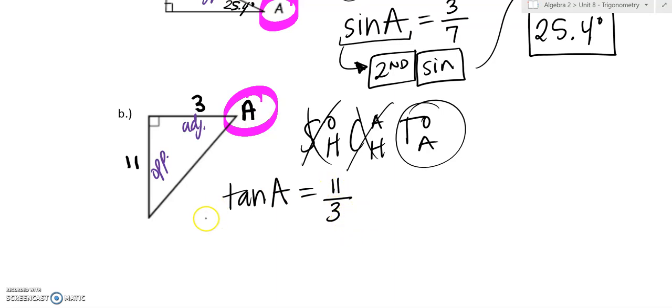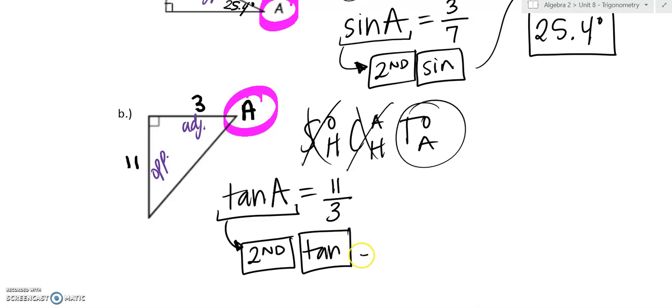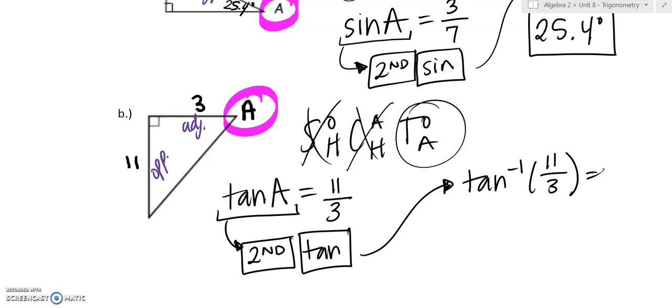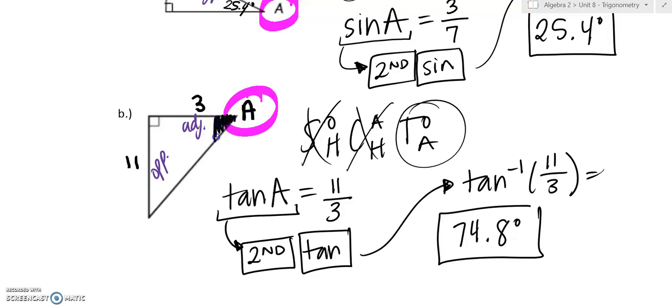That's 11 over 3. Again, just like what we practiced typing in our calculator, I do second tangent, or second tan, and I'm going to have this inverse symbol pop up on my calculator. In the parentheses, I put 11 over 3. I want to hit enter, and I should get my answer, 74.7, or 74.78 if you're rounding all the way from the back there, but you want to put your degree symbol. That would be this little angle piece, that corner piece that we're solving for, so I need my degrees.